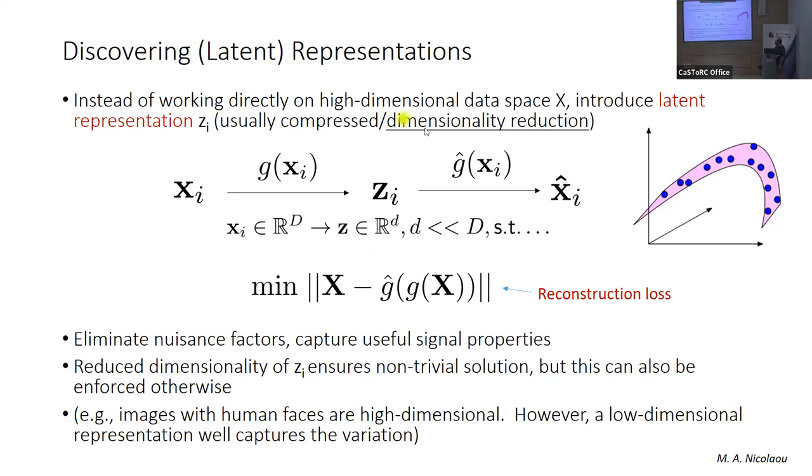And usually we impose these conditions on Z to be low dimensional in order to avoid a trivial solution. But there are other ways of doing that. When I say trivial solution, Z could be the identity function. It could just copy X, right?